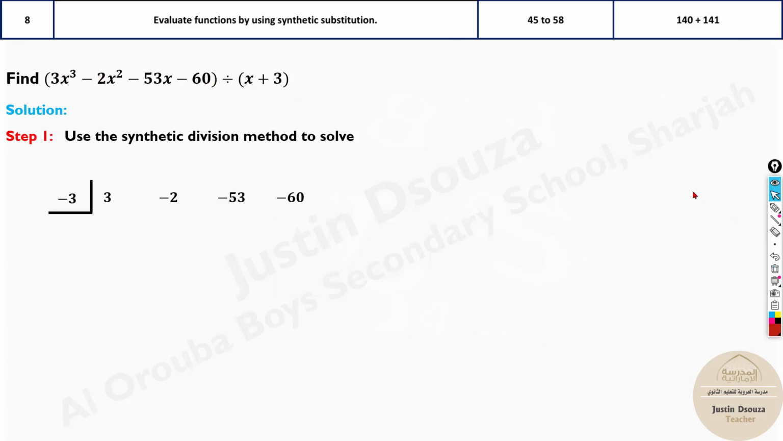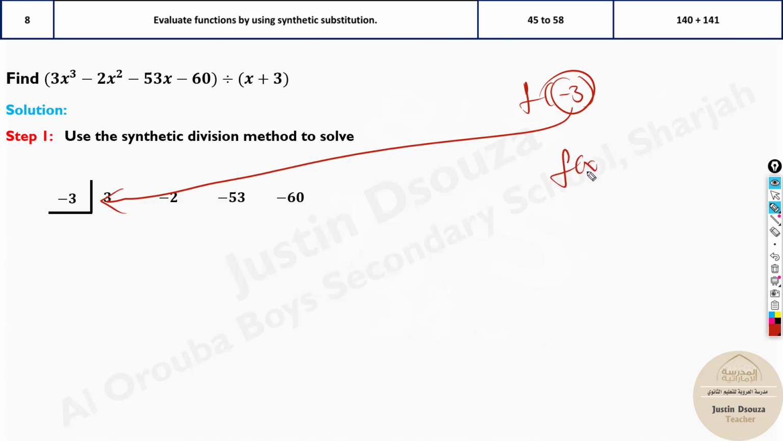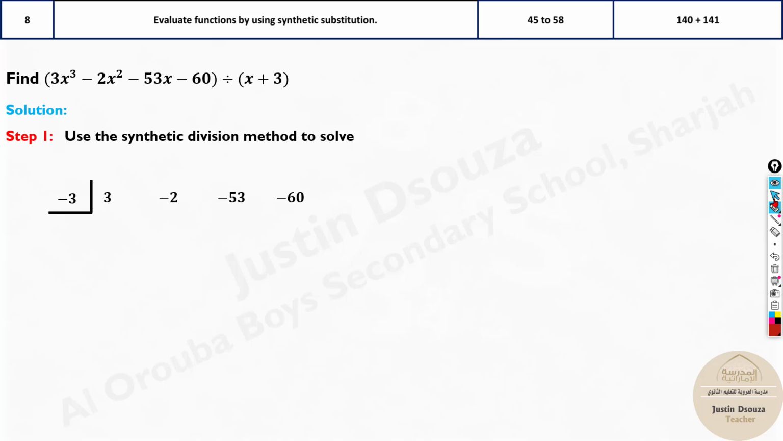Now remember, sometimes the question will have f of x, say f of minus 3. Then you have to take this minus 3 as it is. Why? Because this is f of x itself. Whereas over here, the x value will be minus 3 when you take it to the other side, but this is already the x value given to you. So that is the difference.